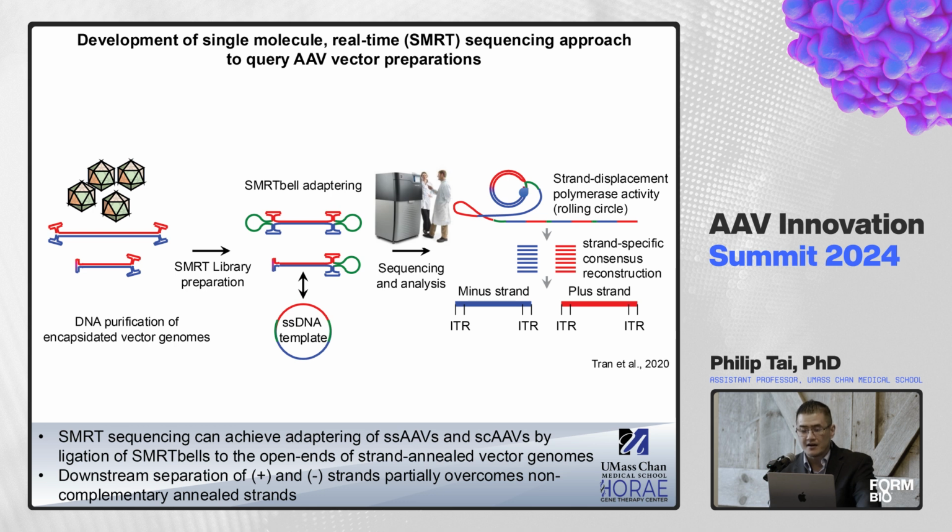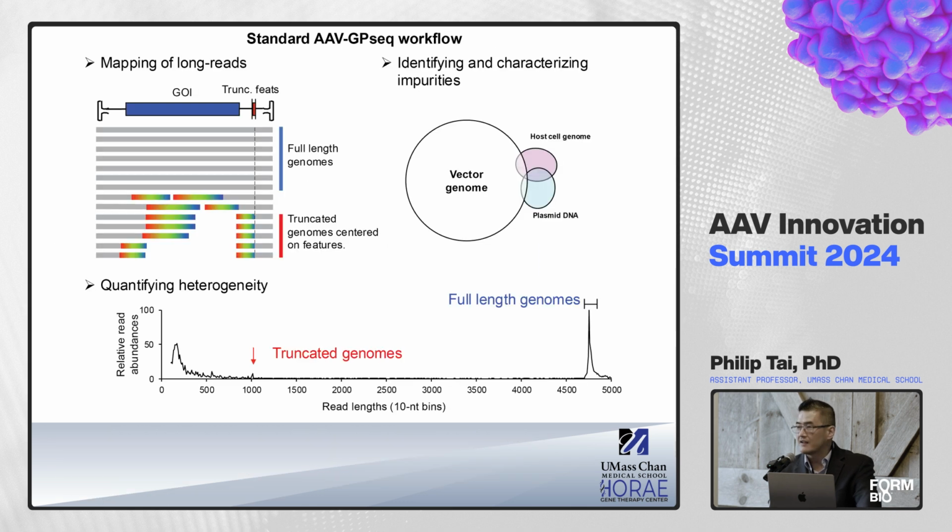Then you can undergo strand displacement polymerase activity to do rolling circle replication, and then you can split the strands by strand-specific consensus reconstruction. And the great thing about this is that you can cover the entirety of the molecule as well as the ITR sequences. And so this is a sort of graphical abstract about what we can utilize this methodology for.